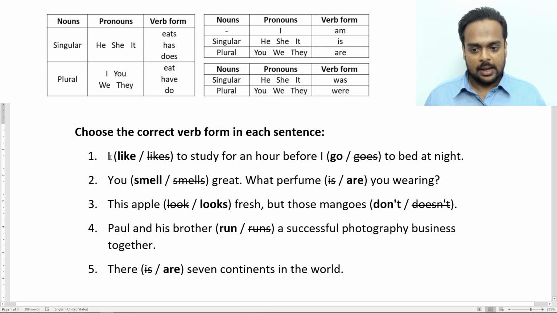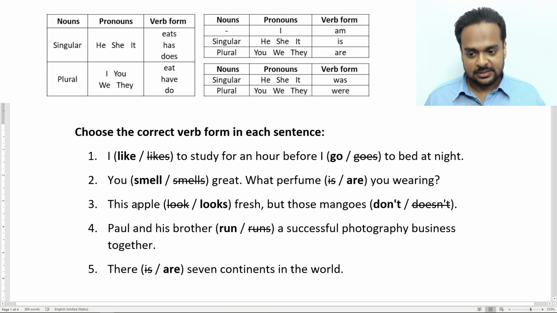Number 1, I like to study for an hour before I go to bed at night. In both cases, we use the base form of the verb without an s because for the pronouns I, you, we, and they, we don't add s to the verb. It's the same in number 2. You smell great, not smells, because we don't add s with the pronoun you. And here, what perfume are you wearing? Now the subject here is not perfume. The subject is you. Okay, so with you, the verb form of be that we're supposed to use is are. So what perfume are you wearing?